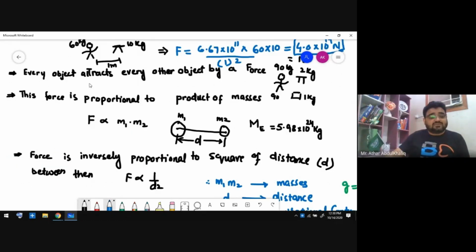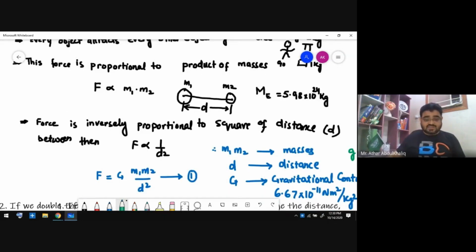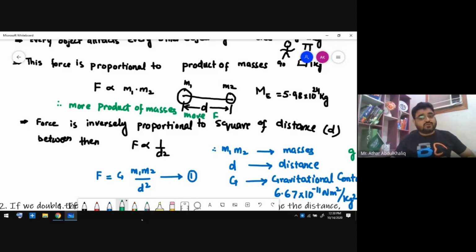Newton told us that every object in this universe attracts every other object with a force. This force is proportional to the product of the masses and inversely proportional to the square of the distance. This can be summarized in one step: this force is proportional to the product of the masses. It means more product of masses means more force. If the product of masses is more, force is more.